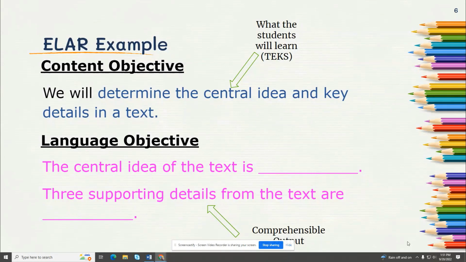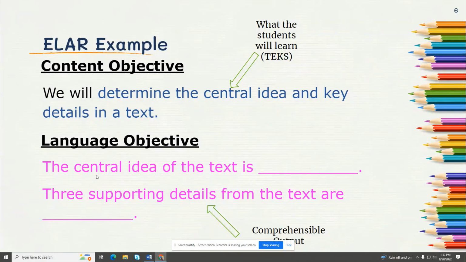Let's take a look at this ELAR example. First, we have the content objective. We will determine the central idea and key details in a text. Taking a look at this content objective, this is what the students will be learning. This content objective is modeled after the TEK that is being targeted or delivered. The language objective: The central idea of the text is... 3 supporting details from the text are... And this is comprehensible output. So students are expected to write or speak using both of these sentence stems.